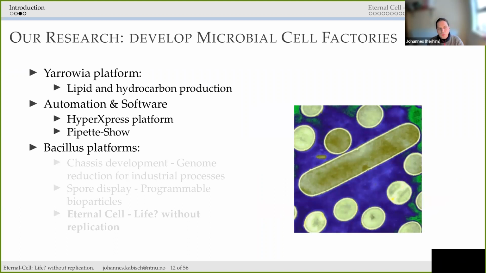Okay, the other platform we are using a lot is our Bacillus platforms, and there we mostly work with Bacillus subtilis. And what we do here is chassis development. So we are very interested in how we can reduce the genome so the organisms are more fit for industrial processes. So it's not really the basic question, what is the minimal setup for life, but what do we need to take out of the cells in order to make them more robust for industrial processes?